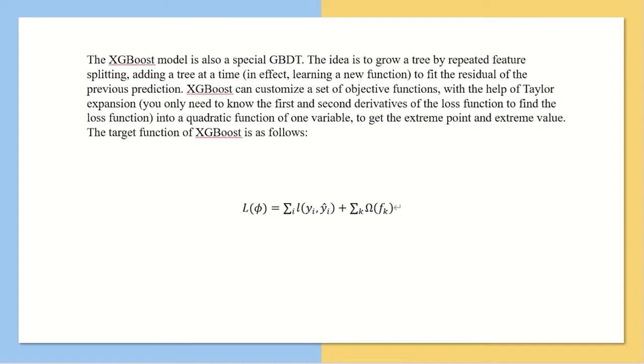The idea is to grow a tree by repeated feature splitting, adding a tree at a time, in effect learning a new function to fit the residual of the previous prediction. XGBoost can customize a set of objective functions with the help of Taylor expansion. You only need to know the first and second derivatives of the loss function to turn the loss function into a quadratic function of one variable to get the extreme point and the extreme value.